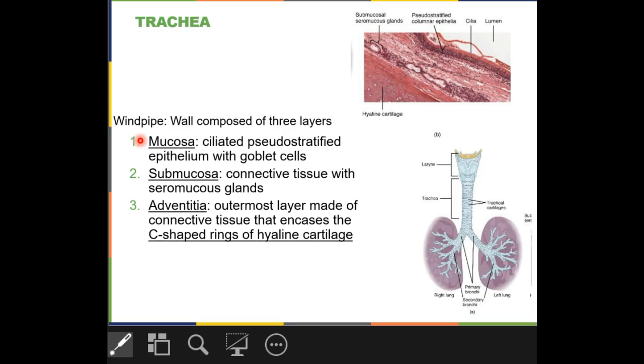So it's mucosa, and in lab we're going to learn that the epithelium associated with your respiratory mucosa is a pseudostratified columnar epithelium. So this you'll want to know. You have submucosa and then adventitia, which is connective tissue. The most important thing to know, underlined here, is that the adventitia, or the outer layer of your trachea, contains hyaline cartilage, which again is for structural support.